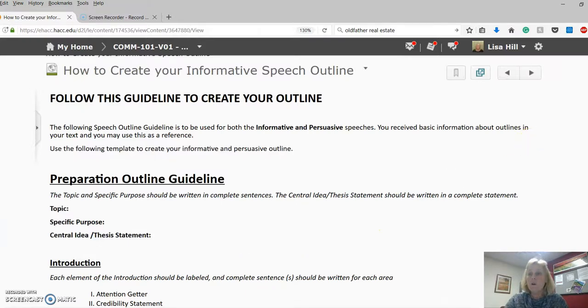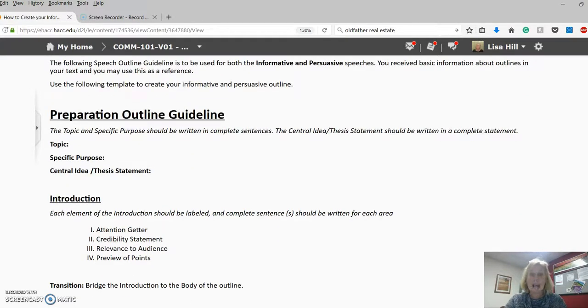So just quickly to go over what you're looking at is a preparation outline guideline. And at the very beginning, obviously, you'll have your topic, your specific purpose, and then your thesis statement. So, as you know, your topic would be the environment. A specific purpose would be what your speech goal is, your specific goal. I want my audience to understand the effects of global warming in Pennsylvania, if that's what your topic would be.